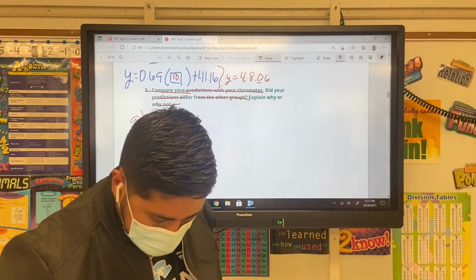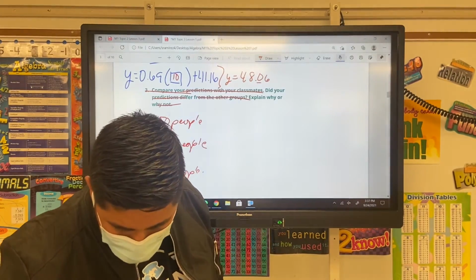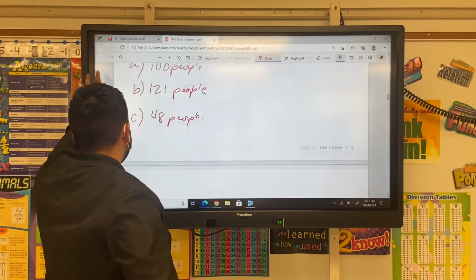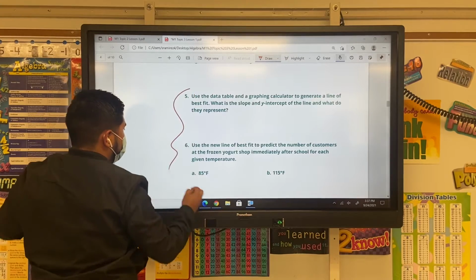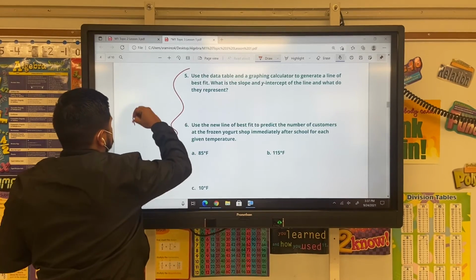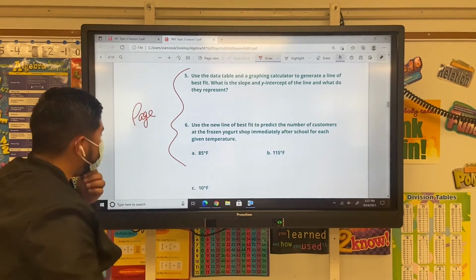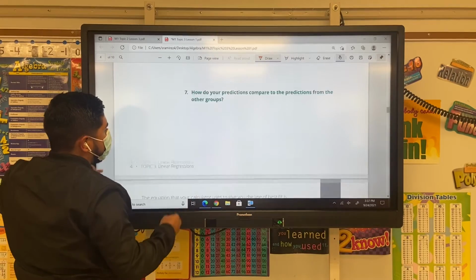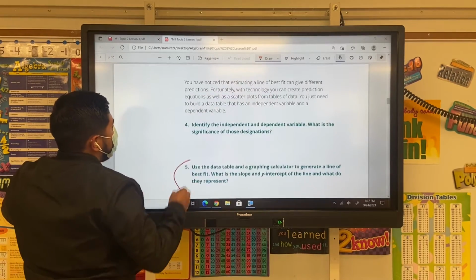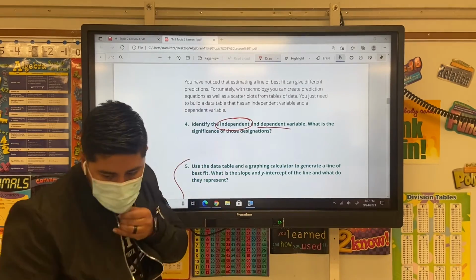What's next? We're skipping pages. Hold on, before I tell you to skip page 4. All of this is on page, is it 3 or 2? 2, no, page 3, I'm sorry. It's just being repeated, so don't stress about it. Number 4, don't forget the independent dependent.